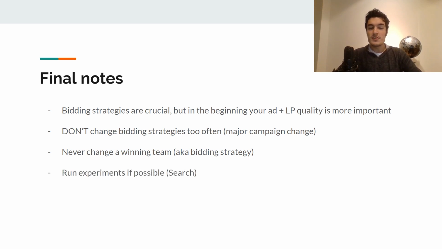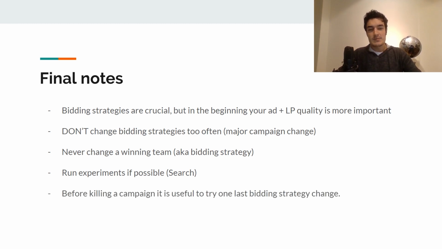Now, the exception here is an experiment if you use Google Search Ads, because then you can run an experiment, you can split the traffic, and you can try to further improve a winning campaign. With shopping, that's not really possible, or just indirectly with priorities. That's a little bit tricky, so don't do that.